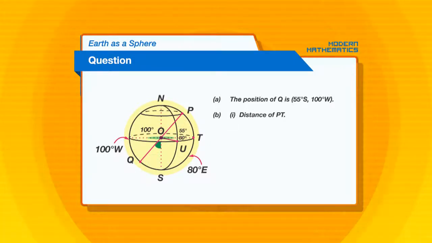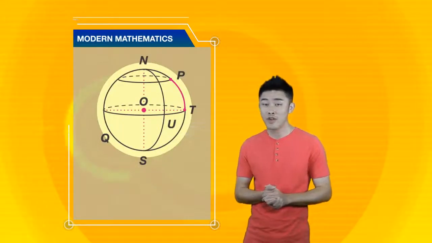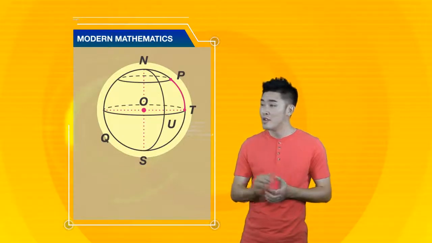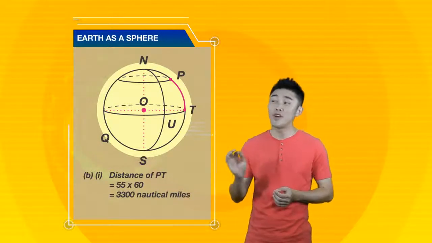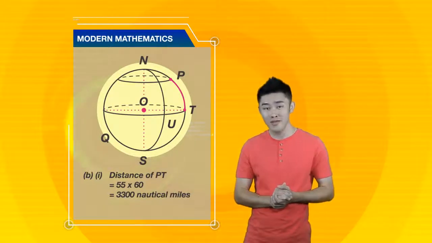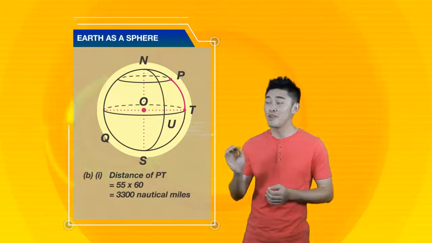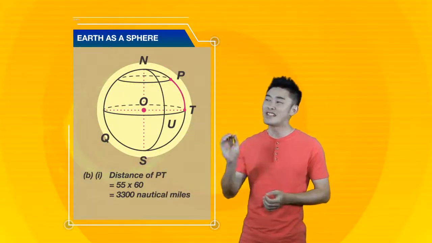In this case, it is equivalent to the difference between the 2 latitudes. The latitude of P is 55 degrees north and the latitude of T is 0 degrees north. So the difference between them is 55 degrees. Next we have to convert degrees into minutes. So 55 degrees multiplied by 60 gives 3,300 minutes. Since each minute contributes 1 nautical mile, 3,300 minutes will contribute 3,300 nautical miles. So that is the distance of PT.